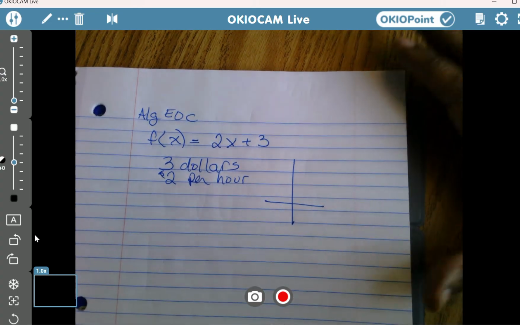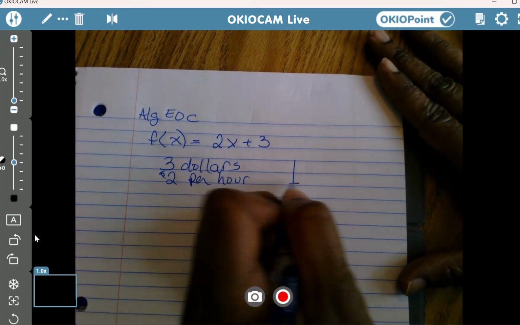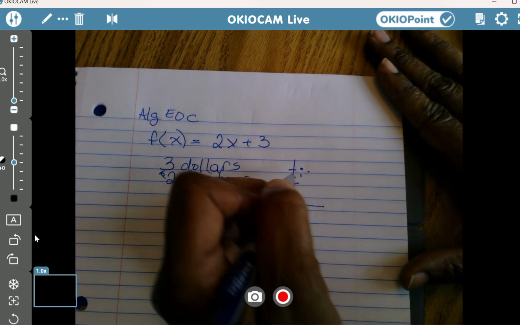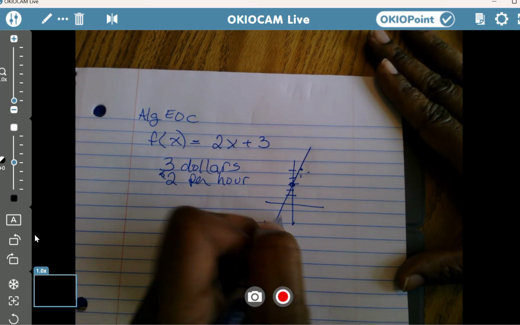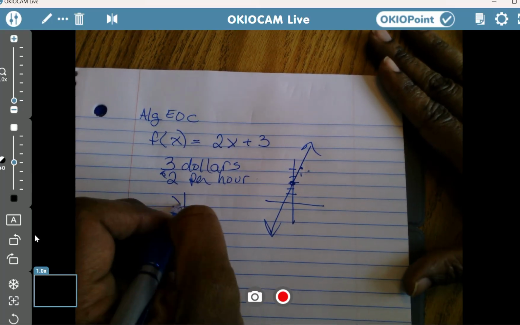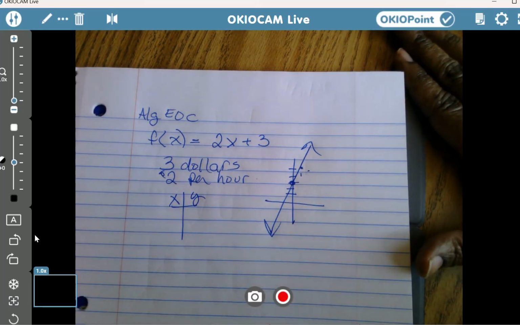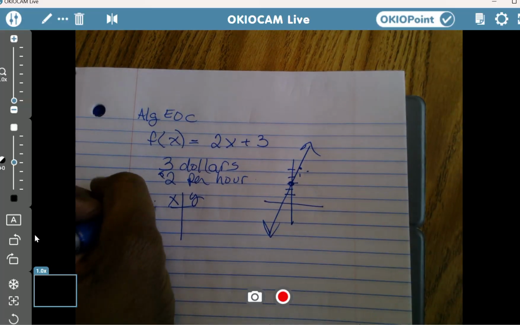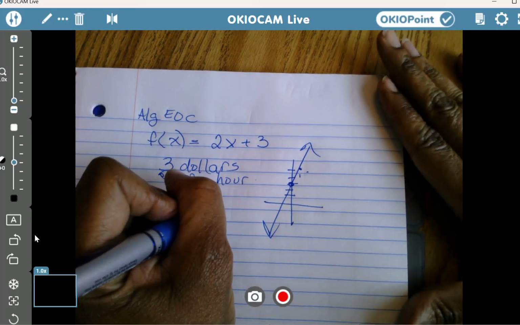What that tells us is that this graph is going to intersect at 3, and then the slope is going to be 2 over 1. So you're going to rise 2 and run 1. There's an XY table as well. X will be your domain values. Y will be your range values.